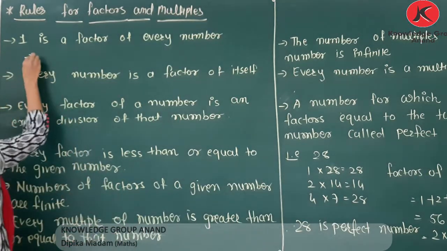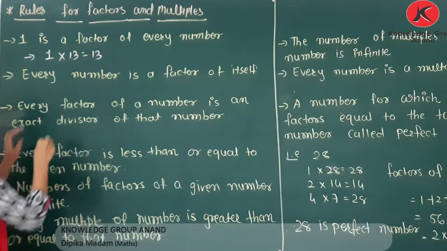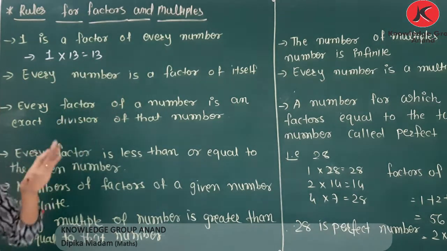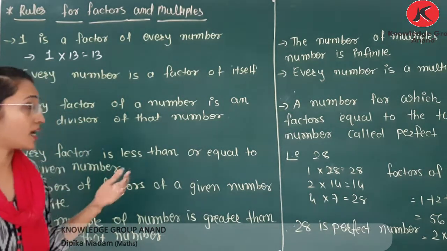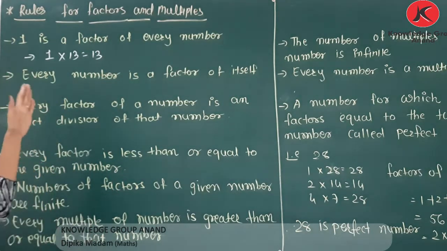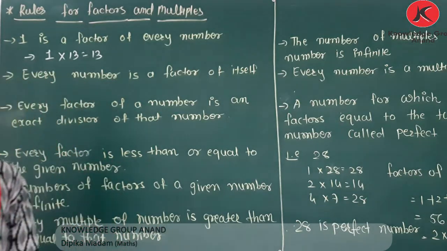So if we write 1 multiply 30, it is 30. Okay, means 13 can be divisible by 1. Each number can be divided by 1. So 1 is a factor of 30. 1 is a factor of any number. If any number is given, write 1 as its first factor.